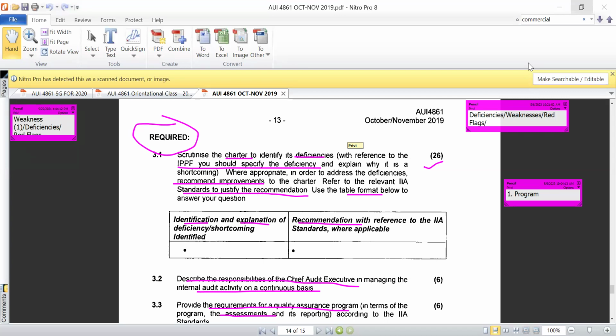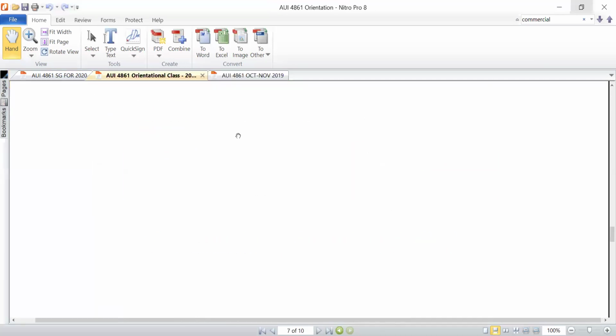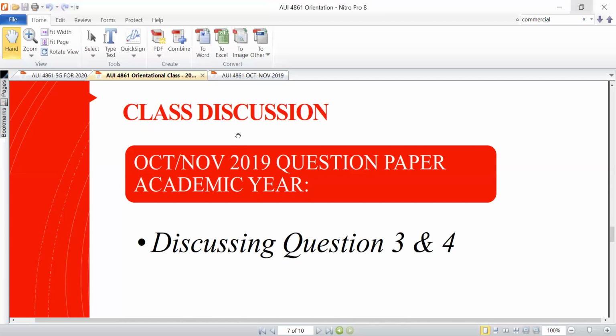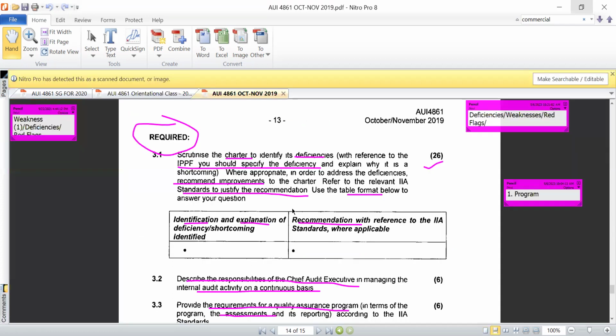From the presentation that I was giving you guys earlier in video part A, I was mentioning to you that we're going to be discussing a past exam paper for October, November 2019. That's what we're going to be looking at, so that I can give you guys a perspective of how topic number one, which is the IPPF, can be tested in the context of an examination.